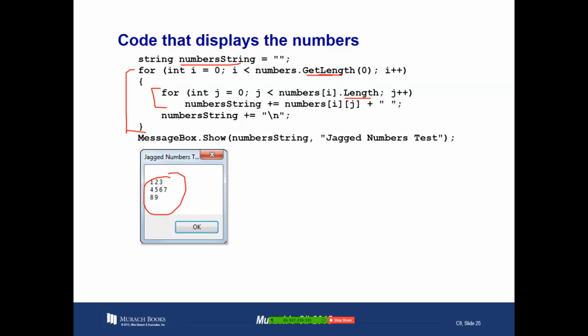And so for each row, we loop through the elements of that singly dimensioned array. For row 0 we get 1, 2, and 3. For row 1 we get 4, 5, 6, and 7. So for row 0 this length is 3. For the second row, row number 1, this length is 4 elements. And for the third row, row number 2, the length is 2. That's why we have 2 here.